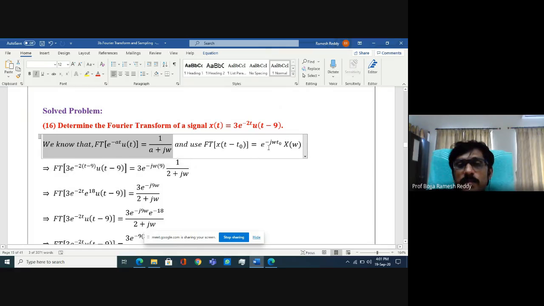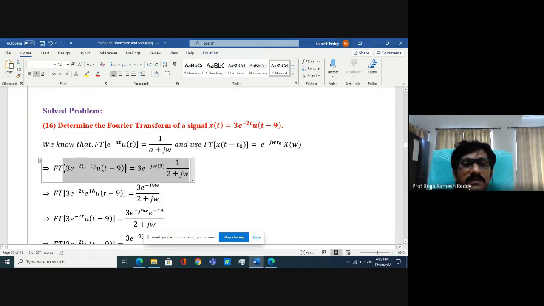Now the Fourier transform of 3 e power minus 2 times t minus 9 is equal to, what is the formula? e power minus j omega t naught into X of omega. X of omega means in the frequency domain, it is a complex term. See, 3 is there, put 3 as it is, into e to the power of minus j omega t naught. What is t naught? 9. Into the frequency domain, 1 by a plus j omega, 1 by 2 plus j omega. That's all. This is the application of this property. How to use the property? Time shifting property. For this left side, this is the answer.